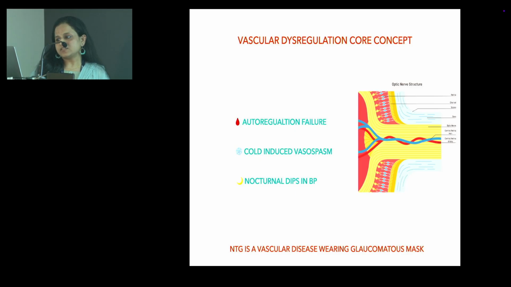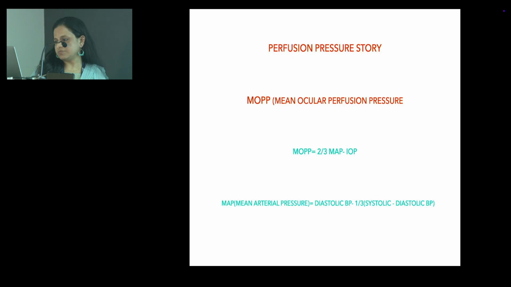Second is the vascular dysregulation theory. Whenever we have systemic hypotension, we expect the blood vessels to autoregulate. That is, the blood vessel has to dilate for the blood to flow well so that the nerve can have the nutrients. But in the normal tension glaucoma group, there is autoregulation failure, and this causes increased damage. Cold-induced vasospasm and nocturnal dips are also causes which increase this damage.